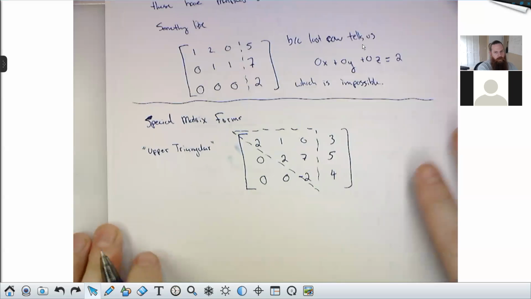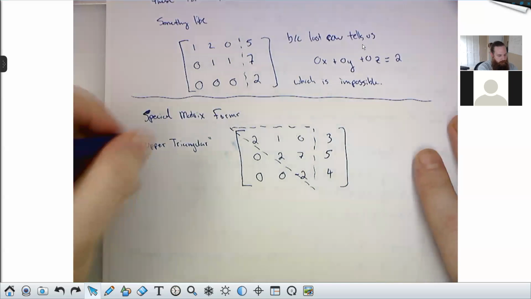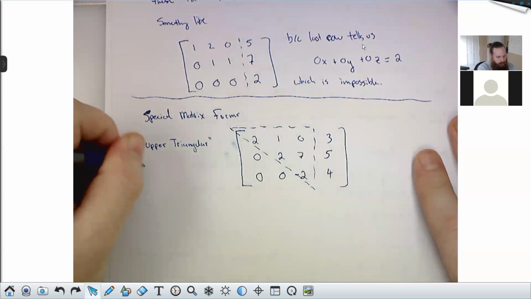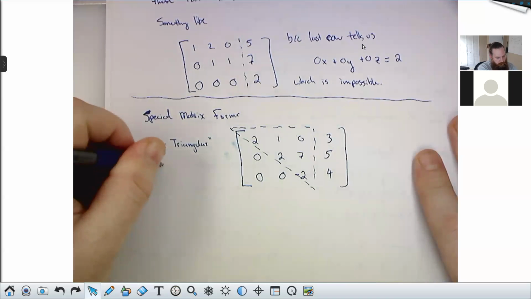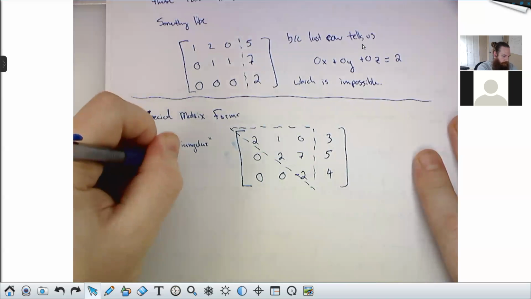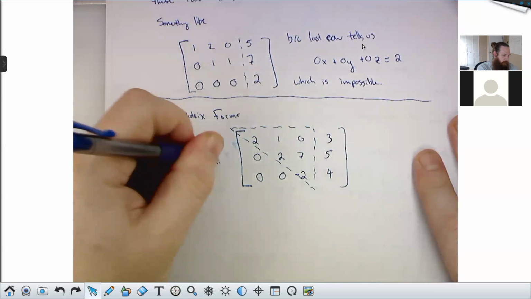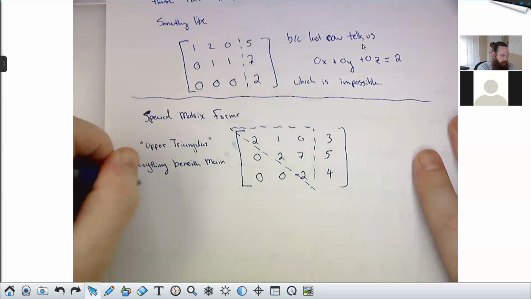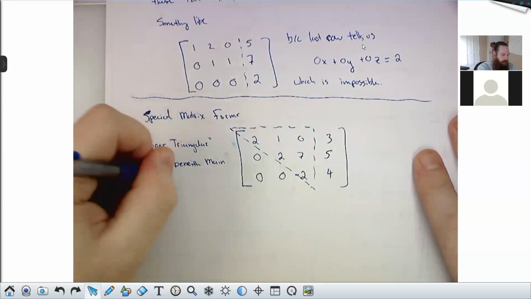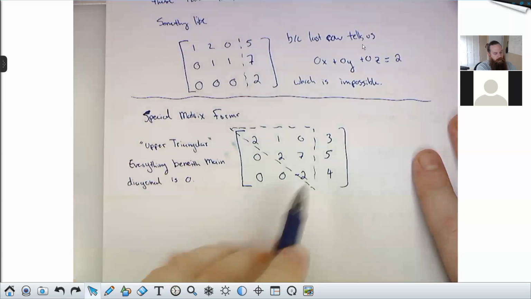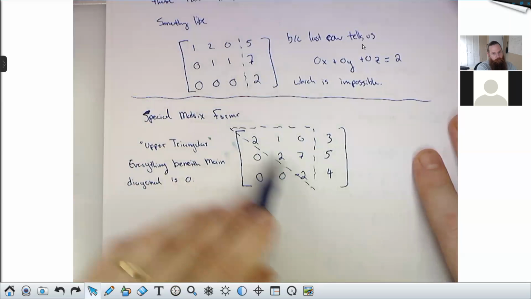So an upper triangular matrix is one where everything beneath the main diagonal is 0. The main diagonal are these pivots, right?